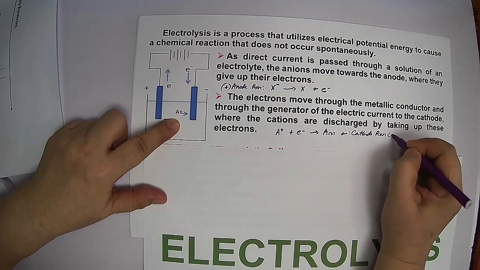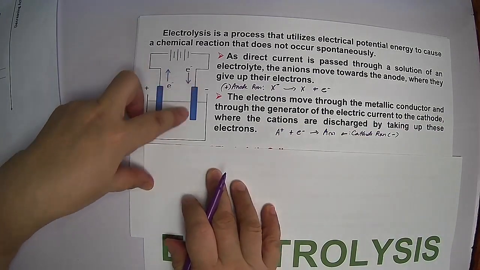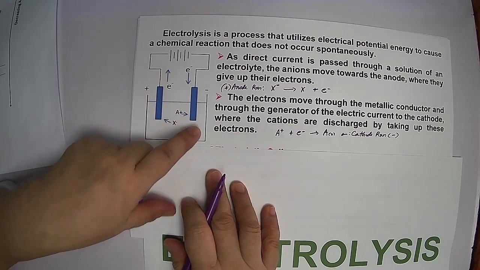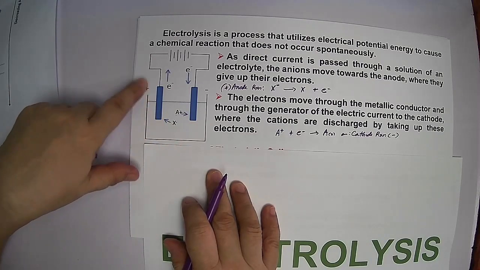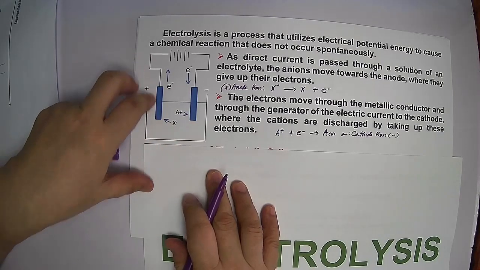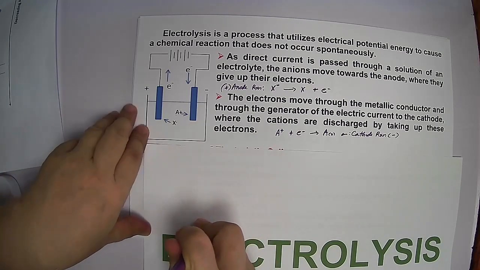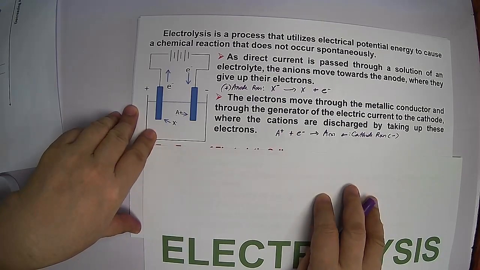Therefore, your cathode is negatively charged because unlike signs attract each other. If the positively charged is moving towards this direction, therefore this is negatively charged. If the negatively charged moves towards this direction, this is positively charged. That explains the difference between the charge of the electrodes in an electrolytic cell and the voltaic cell.